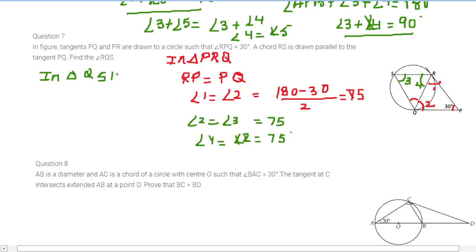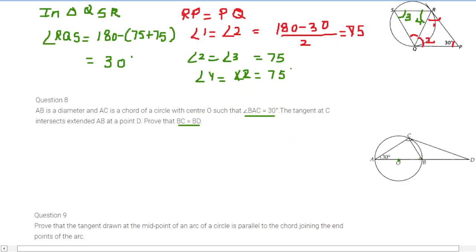Now we will move to question number 8. In question number 8, it is given AB is the diameter and AC is the chord of the circle with center O, and the angle BAC is 30 degrees, and the tangent at C intersects BC extended at D. So prove that BC is equal to BD. So we have to prove BC and BD are equal.